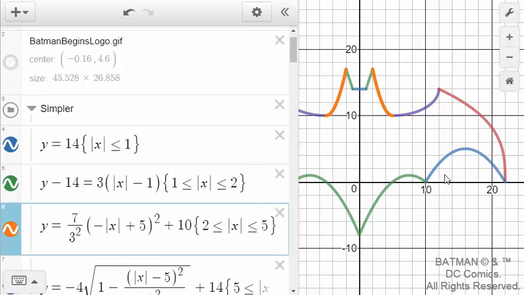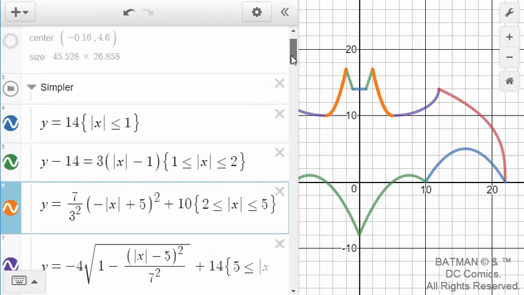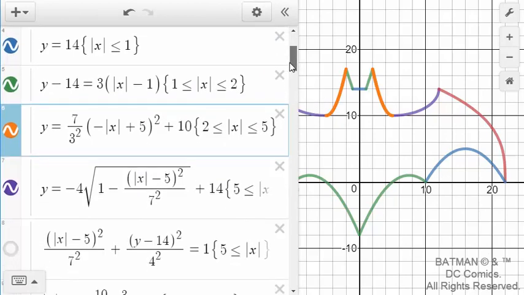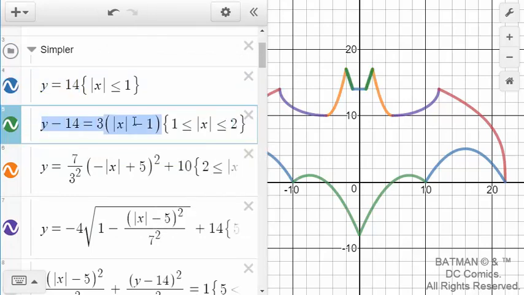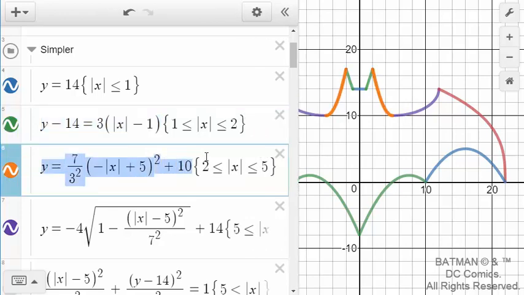Looking at the equations, what might throw you off are all those absolute value bars around the x's and those curly braces at the end of each line. If you can overlook those symbols for just a moment, you'll see that these are pretty typical transformations of basic curves. We have a horizontal line here. We have another line here in point-slope form. We have a parabola whose quadratic function is written in vertex form here.